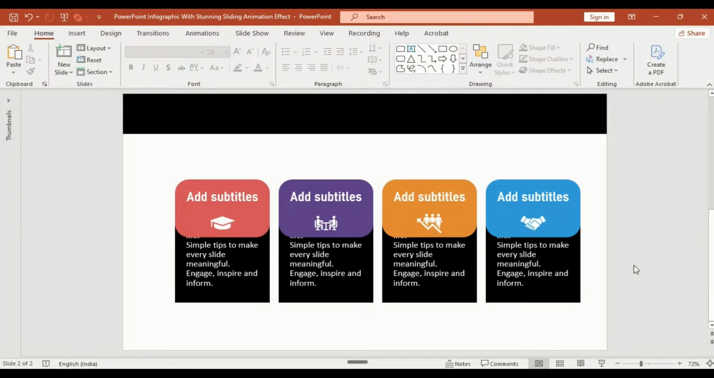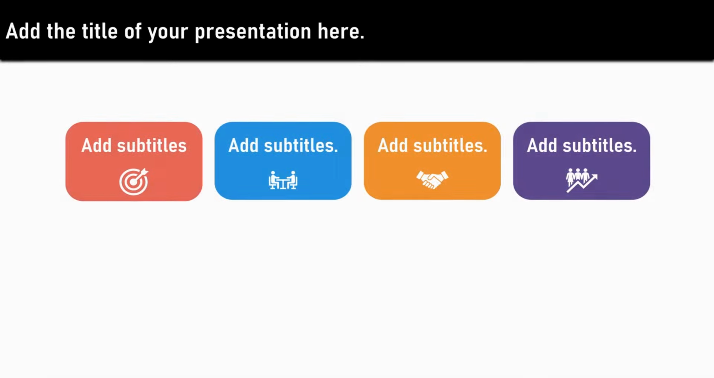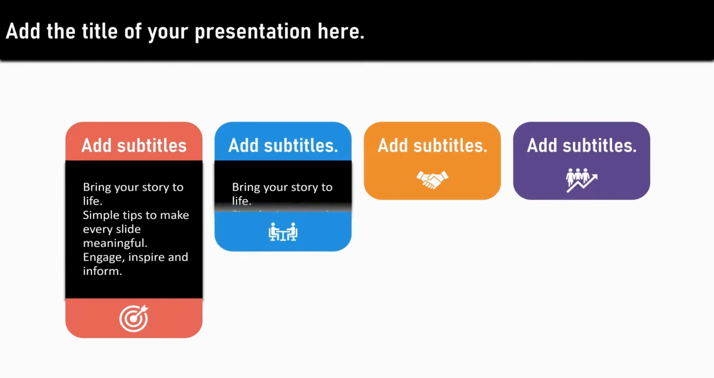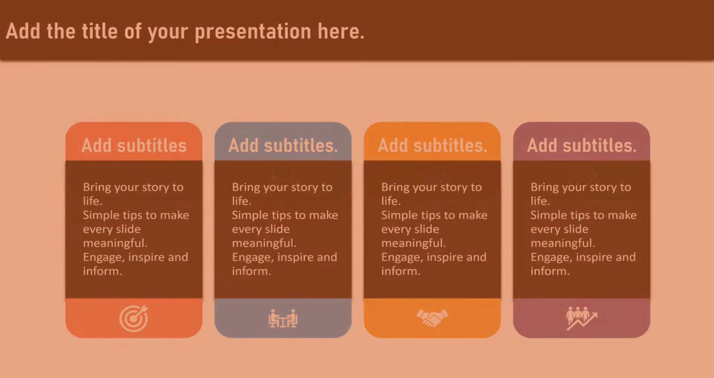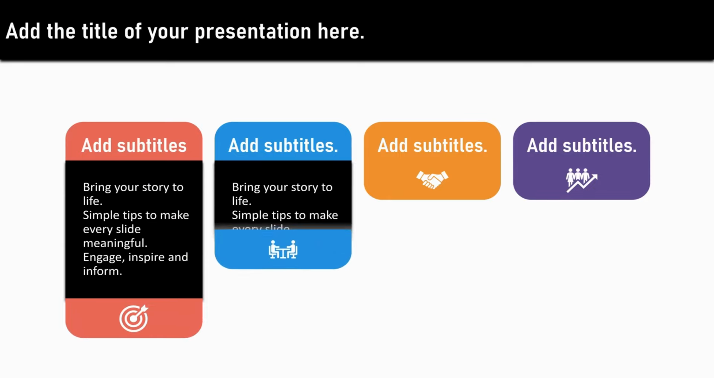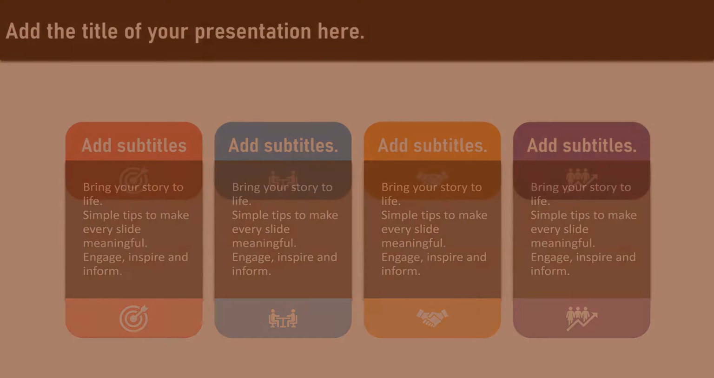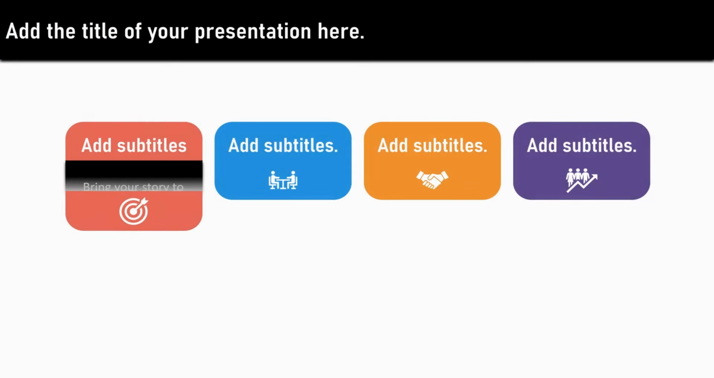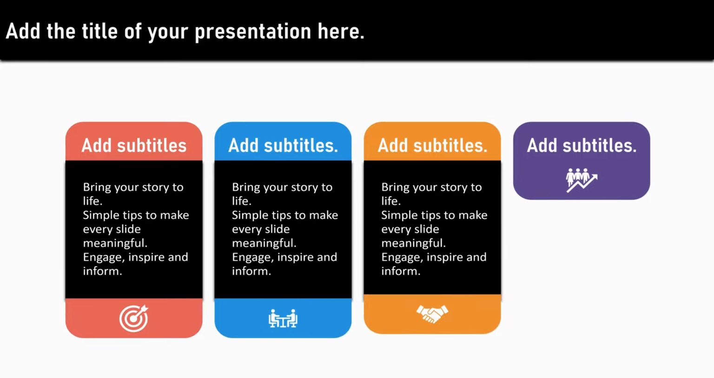Now, click Slide Show and play the animation. You will see a smooth, professional downward flow, clean, modern, and ready for any business or education presentation. And that's how you create a premium style animated infographic in PowerPoint, completely from scratch. With just shapes, icons, and a few animations, you can design a professional looking layout that stands out in any presentation.